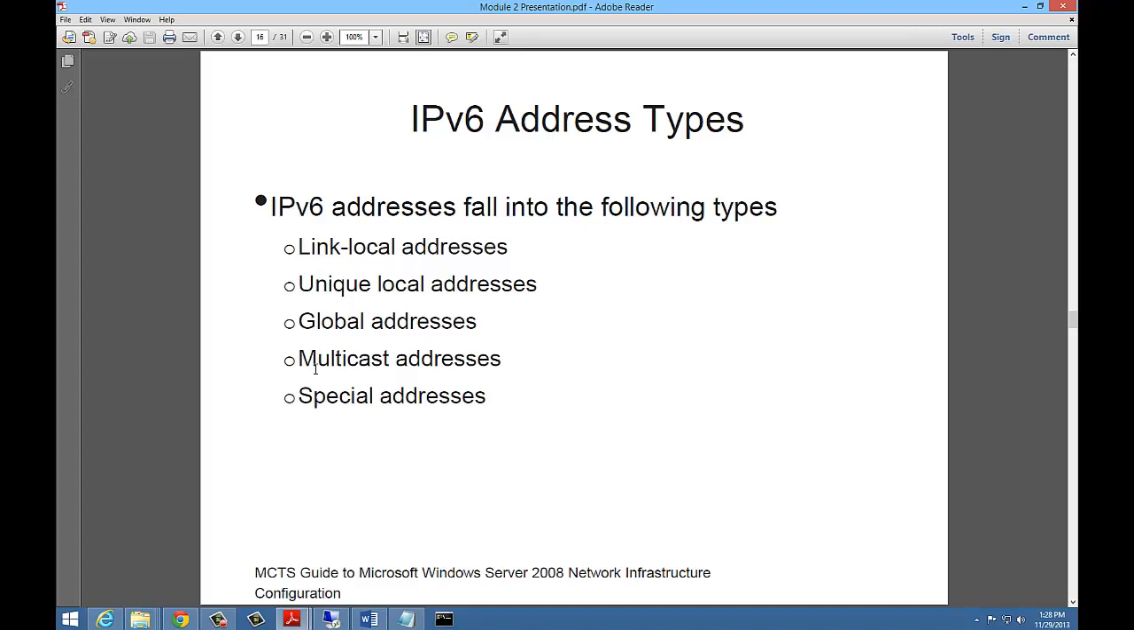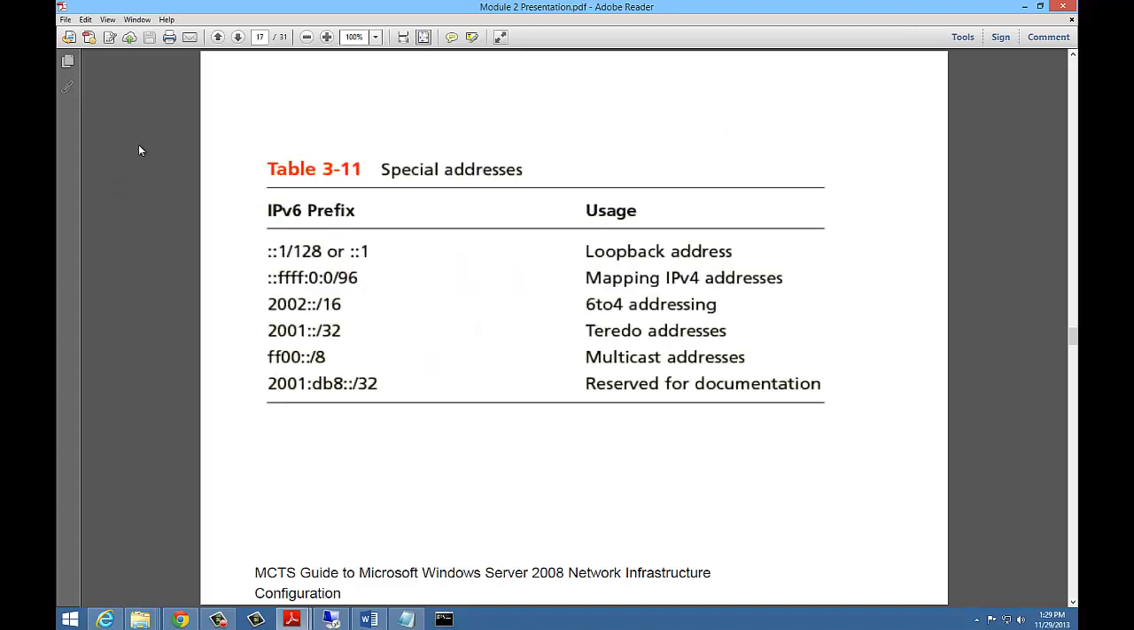It's a much more efficient way of communicating when you need to do so to multiple computers all at once. Special addresses are just like the special addresses in version 4. They allow for things like loopback addressing and mapping for converting IP version 6 to IP4, things like that. So there's all different kinds, which I'll show you in the next slide here. And you can see the special addressing: 6 to 4 addressing, mapping IP version 4, loopback addressing.